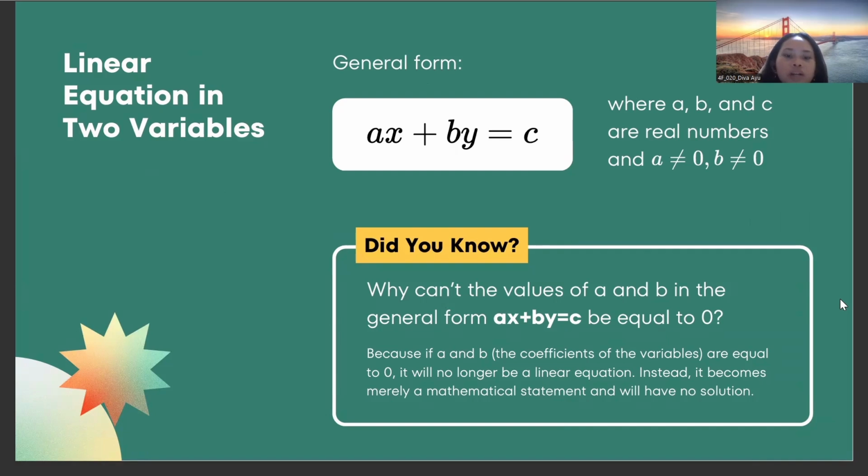Now let's answer an interesting question. Why can't a and b both be equal to 0? The reason is that if both coefficients are 0, the equation no longer contains any variables. As a result, it is no longer considered a linear equation. Instead, it becomes only a mathematical statement and cannot represent a straight line or provide a meaningful solution.